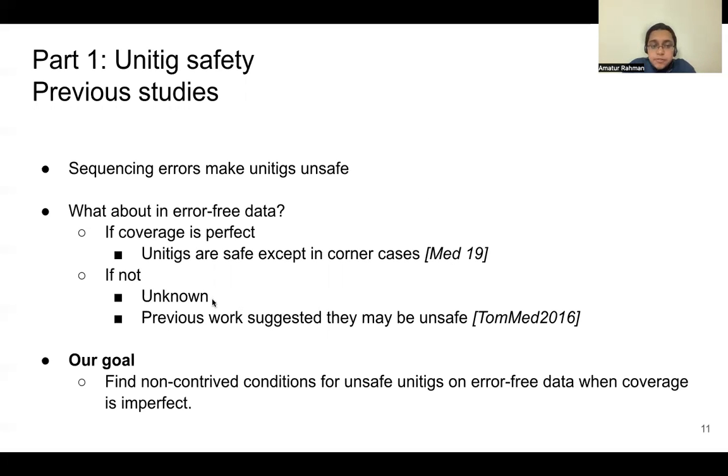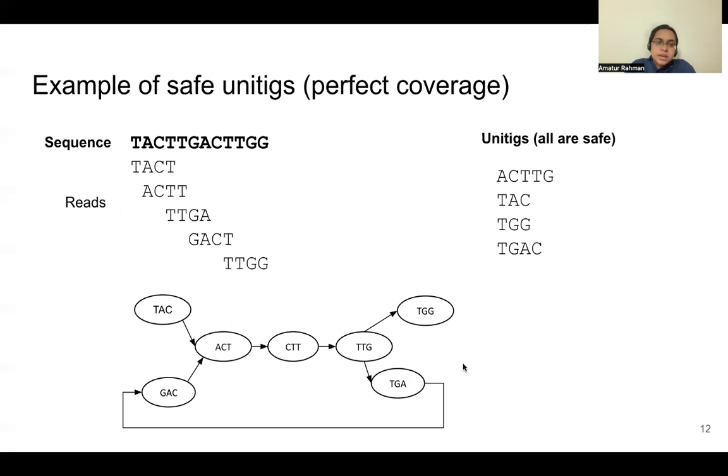If coverage is not perfect, it is unknown how the safety is affected, and previous work suggested that they may be unsafe. So our goal is to find non-contrived conditions for unsafe Unitigs on error-free data when coverage is imperfect. This is the example we saw earlier, where all the Unitigs are safe.